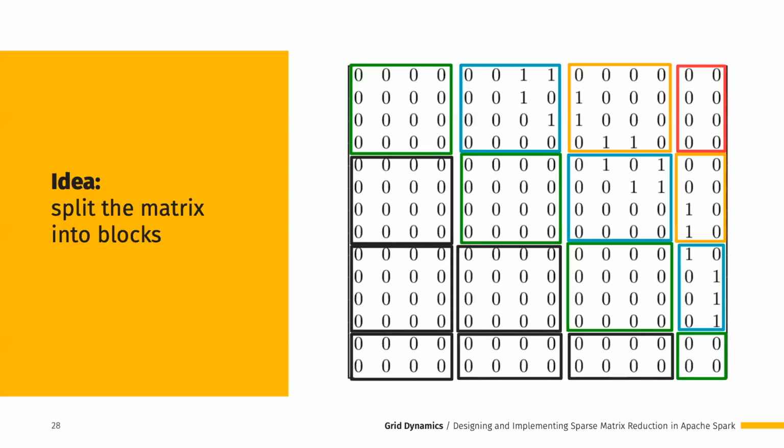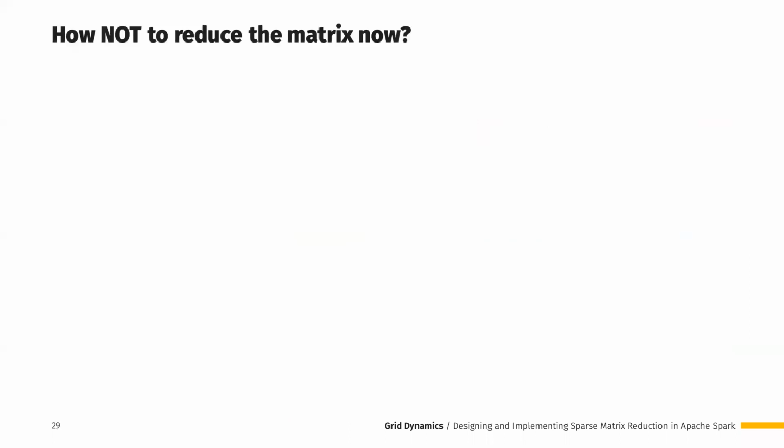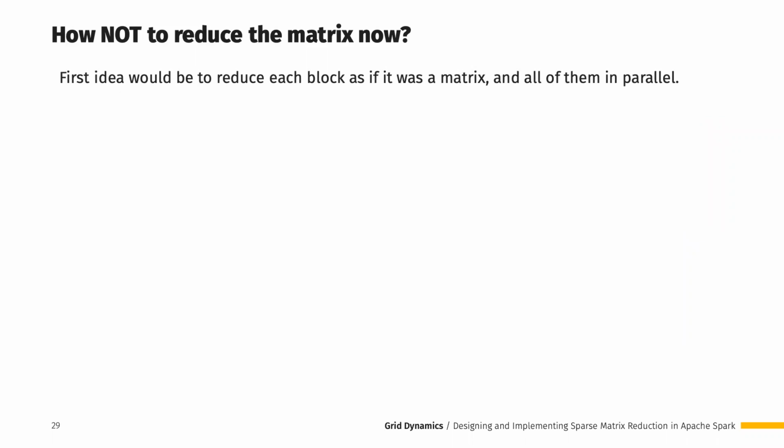So the idea is to split the matrix into blocks. Like here in the example, we have several blocks. But what to do then with those blocks? So what not to do? Do not try to treat each block as if it was a matrix, and do not try to reduce them then in parallel. It will not work. Why?